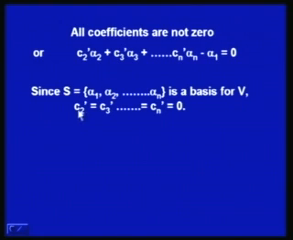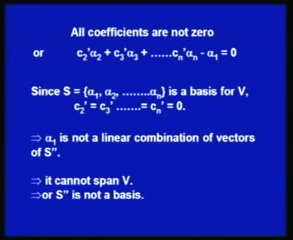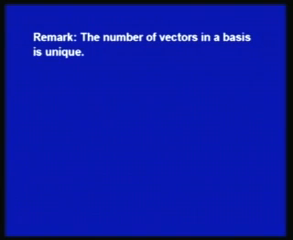Since it is a basis, C2 dash, C3 dash, up to Cn dash all have to be 0, because only then will it be a set of independent vectors, and this is a set of independent vectors because we have already assumed that S is a basis for V. So now we have arrived at a contradiction. Alpha 1 is not a linear combination of vectors of S double dash, and that means S double dash cannot span V, or S double dash is not a basis, and that is how we prove the theorem by contradiction.